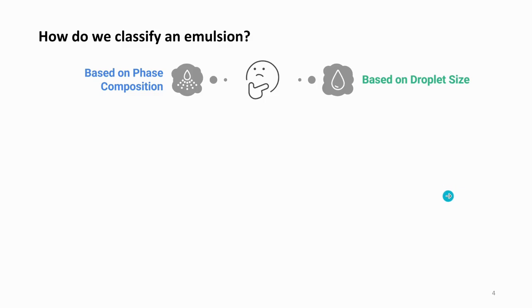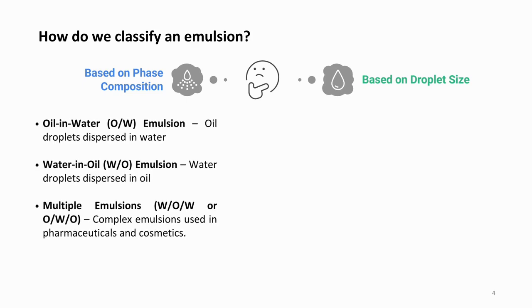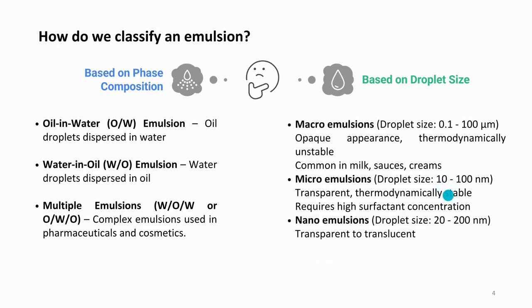So now, having said that, we wanted to know how we classify emulsions. Emulsions can be classified based on phase composition and based on droplet size. On the basis of phase composition, they can be classified into three categories. First, oil in water emulsion, that is oil droplets dispersed in water, for example milk and mayonnaise. Then water in oil emulsion, that is water droplets dispersed in oil, for example butter and margarine. Next, multiple emulsions, that is water-in-oil-in-water or oil-in-water-in-oil, which give complex emulsions used very much in pharmaceutical and cosmetic industries.